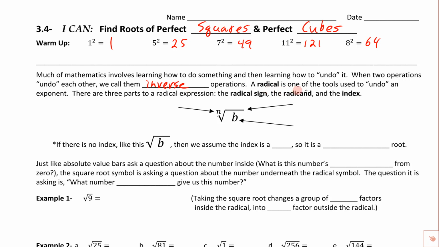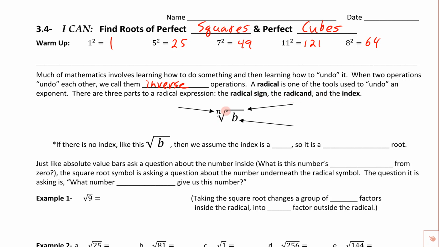And a radical sign is one of the tools that we use to undo an exponent. So we're going to talk about radicals and roots right now. There are three parts to a radical expression. There's the radical sign, the radicand, and the index.